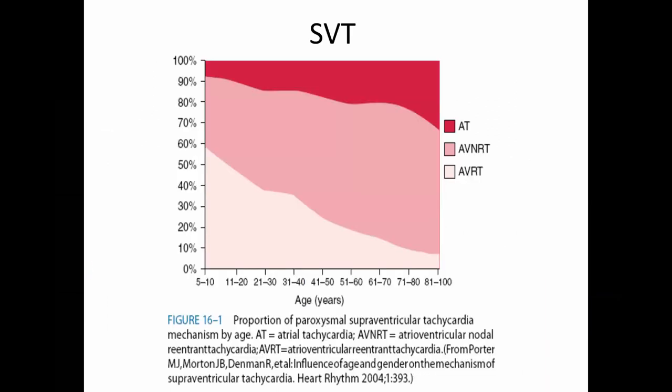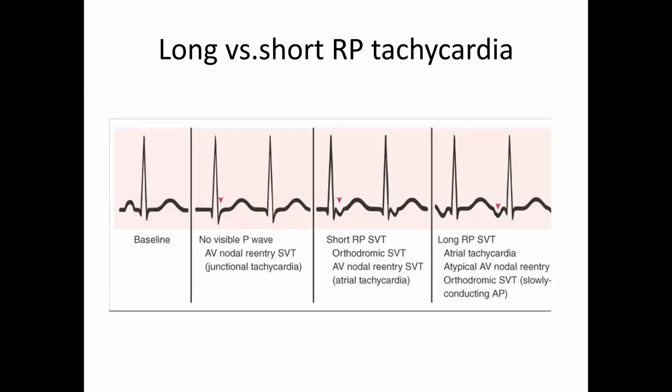You already have a pretty good idea, just based on the age of the patient, what the diagnosis of the SVT might be, with AV reentrant tachycardia, Wolff-Parkinson-White obviously, being more likely in the younger age group, AV node reentry becoming more likely as you get older, and atrial tachycardia also becoming more frequent in the older age groups. You'll all have heard of short and long RP tachycardias, and this will also give you a good idea as to which mechanism of tachycardia we're looking at.